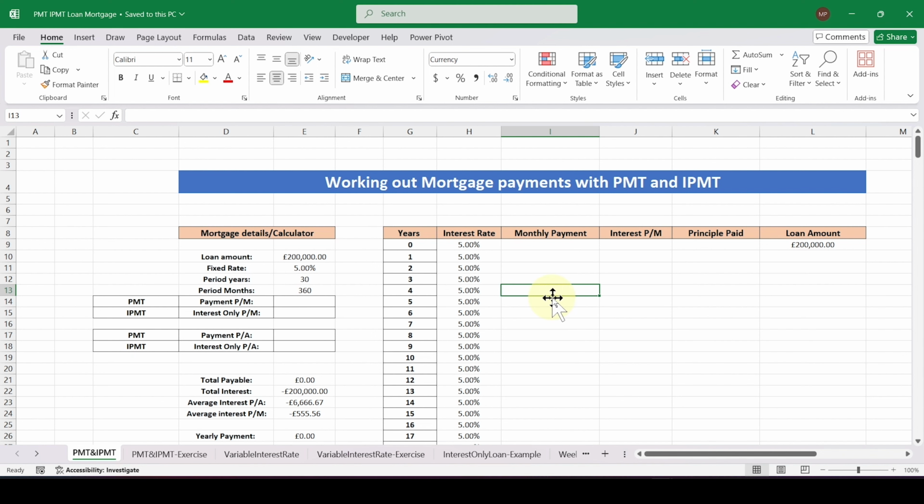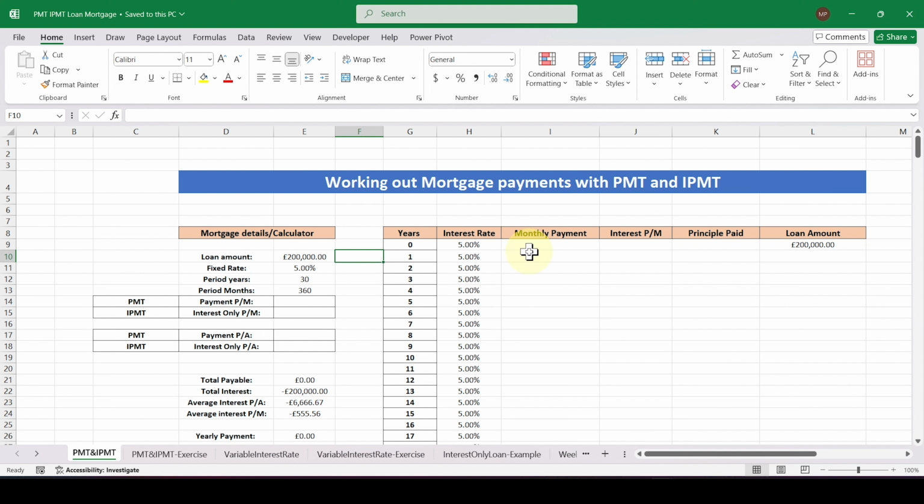So what's the difference between PMT and IPMT? PMT will work out a standard loan like what we have here, over 30 years with a rate of 5%. Whereas IPMT will just work out how much interest is being paid on that loan. So let's make a start with this.